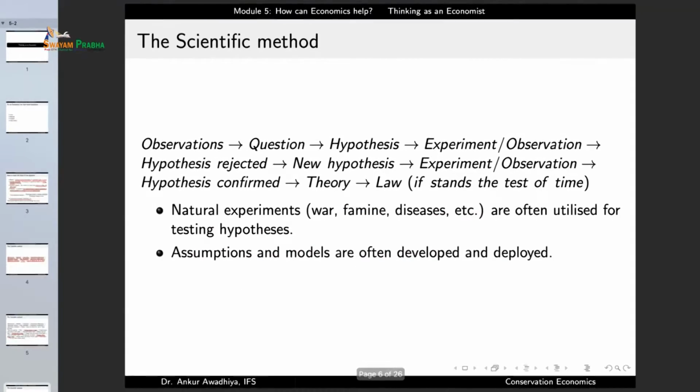Now, in the case of economics, the experiments are in a number of cases natural experiments. Now, natural experiment means that, especially because economics has got a lot to do with different people, you cannot subject a person to malnutrition, or you cannot subject a person to poverty just to test if a certain observation is because of a certain hypothesis, because there are human costs involved.